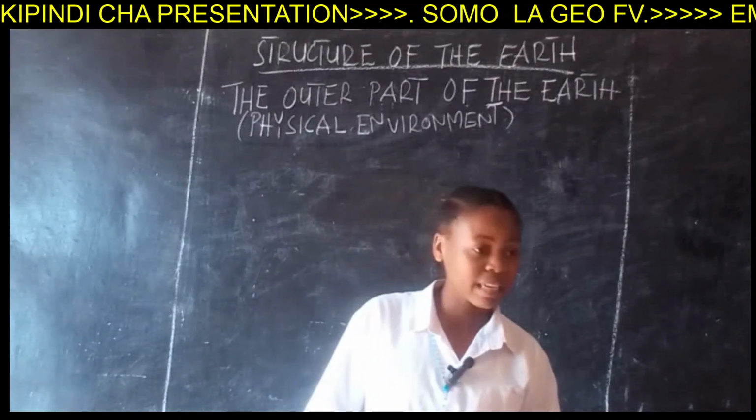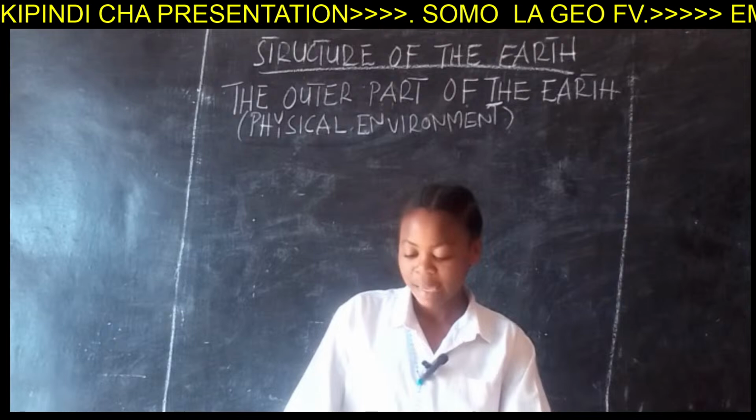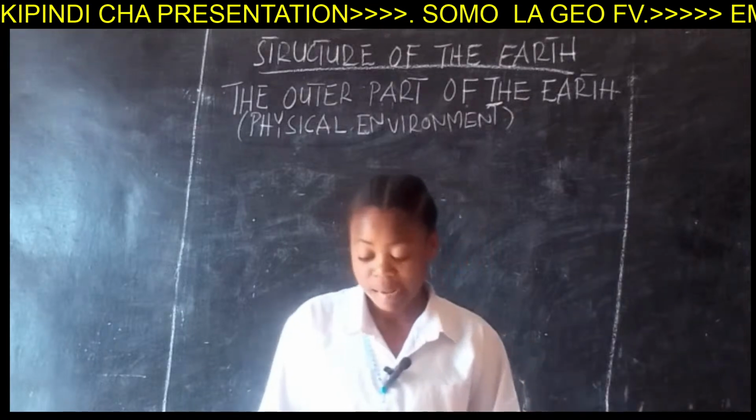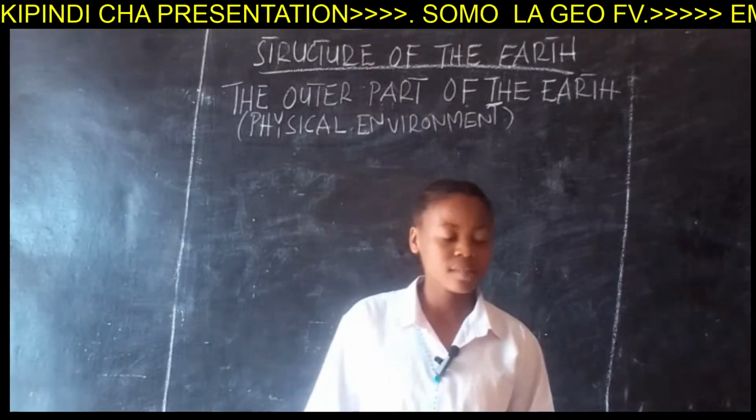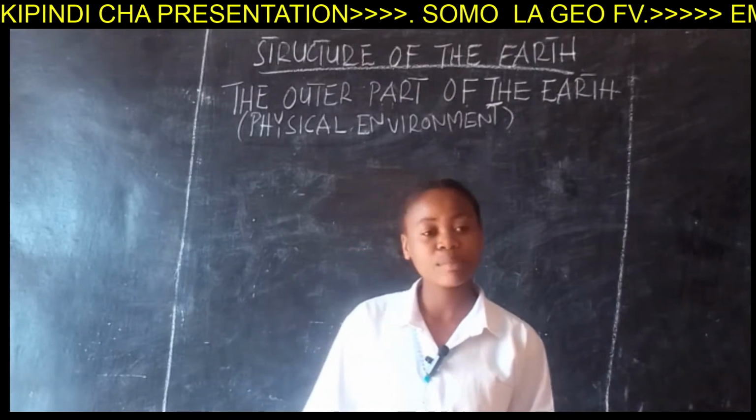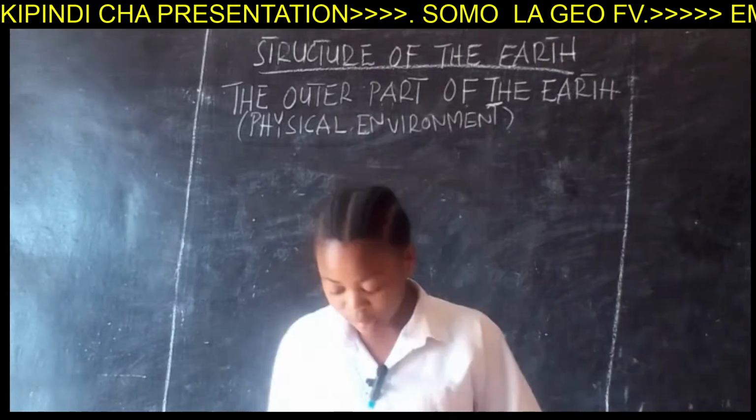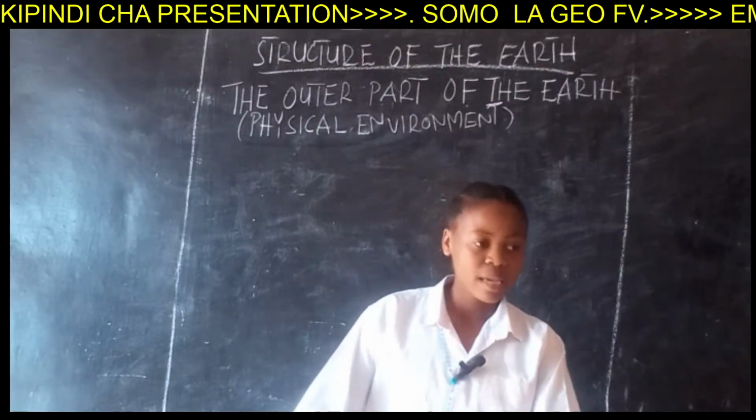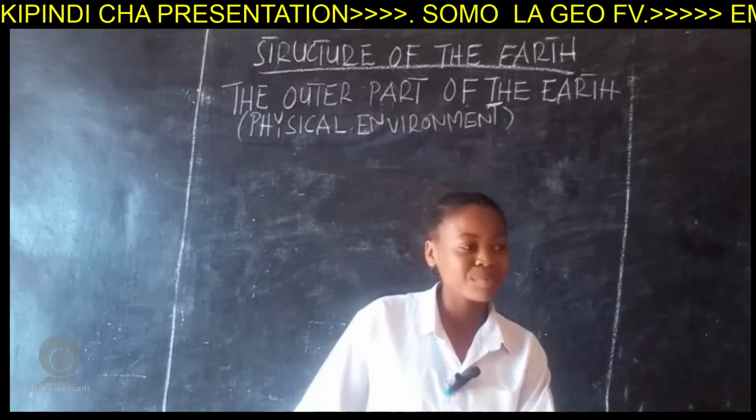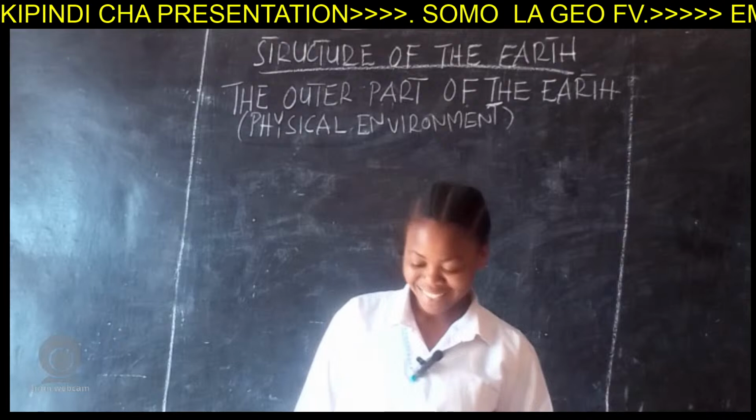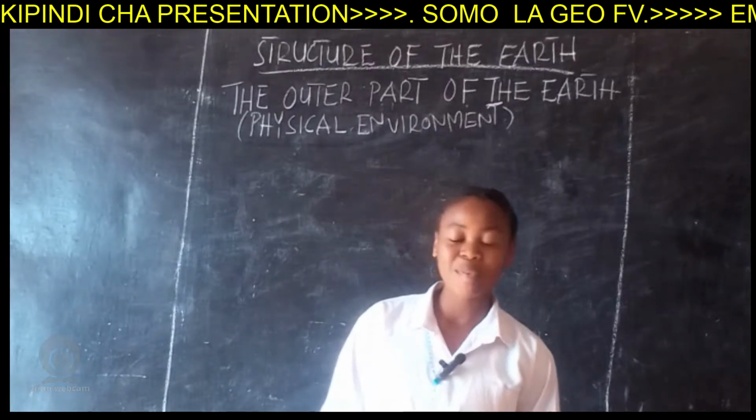The three main layers of earth structure are mantle, core, and crust. The first is core, the second mantle, the third is crust. I'm going to explain the main layers of earth structure. The first layer is core. Core, for another name, is barysphere. Barysphere, the other name of core.